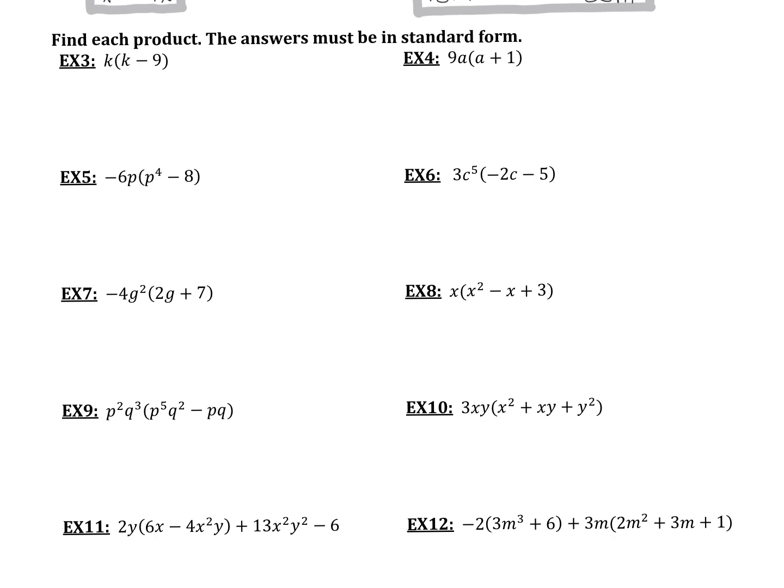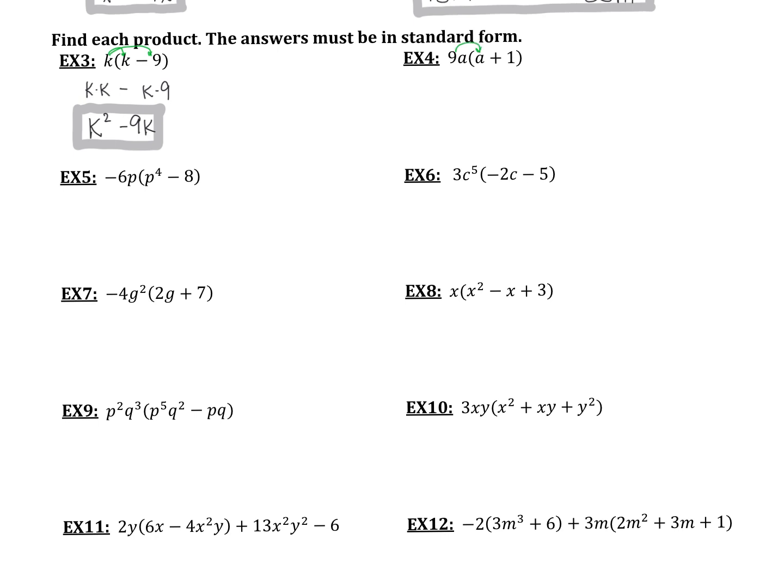All right, if we try this next one, if I multiply the k by the k and the k by the negative 9, and if you want to write it out, great. If you want to skip that step because you know k times k is k squared, and k times negative 9 is negative 9k, and leave this as your answer, that would be great. Okay, let's keep going.